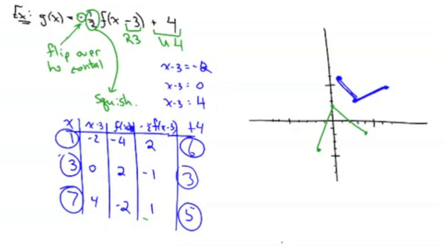The flip is obvious because it totally looks upside down. And the half is obvious because the green one is a lot taller than the blue one. So this blue one is the g of x function. Kind of neat, isn't it? Yeah. That's definitely one of my test questions right here.